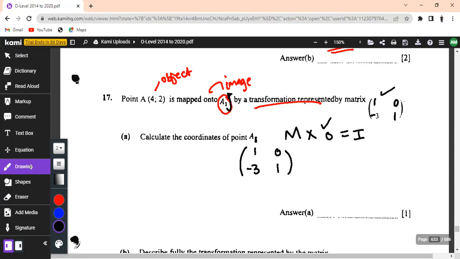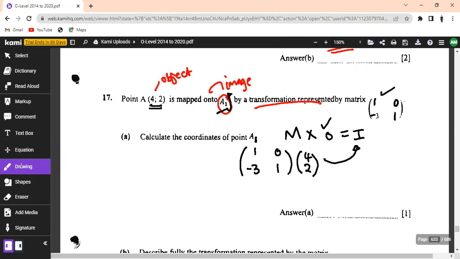The object now is your A, but you write it in matrix form, that is 4, 2. You multiply, and whatever you get is your image, which is A1. Let us do our matrix multiplication row by column as usual. This row to this column: 1 times 4 is 4, plus 0 times 2 is 0. Then this row and this column: minus 3 times 4 is negative 12, plus 1 times 2 gives us 2. Combining everything, that's 4 plus 0, which is 4, and minus 12 plus 2, which is negative 10.